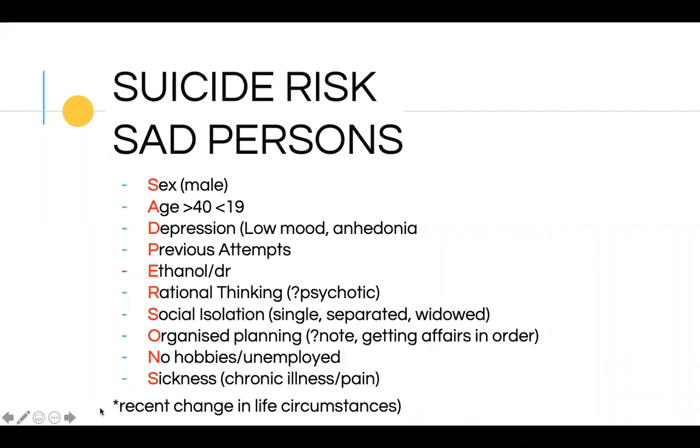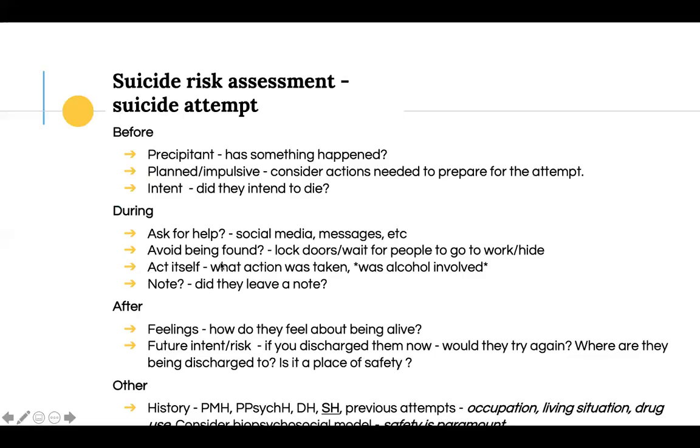They're really high risk. Social isolation, which we've discussed, organized planning, which we've discussed, no hobbies, no job, no future plans is also very high risk. And if they've got chronic illness or chronic pain as well. Yep. So the next one.